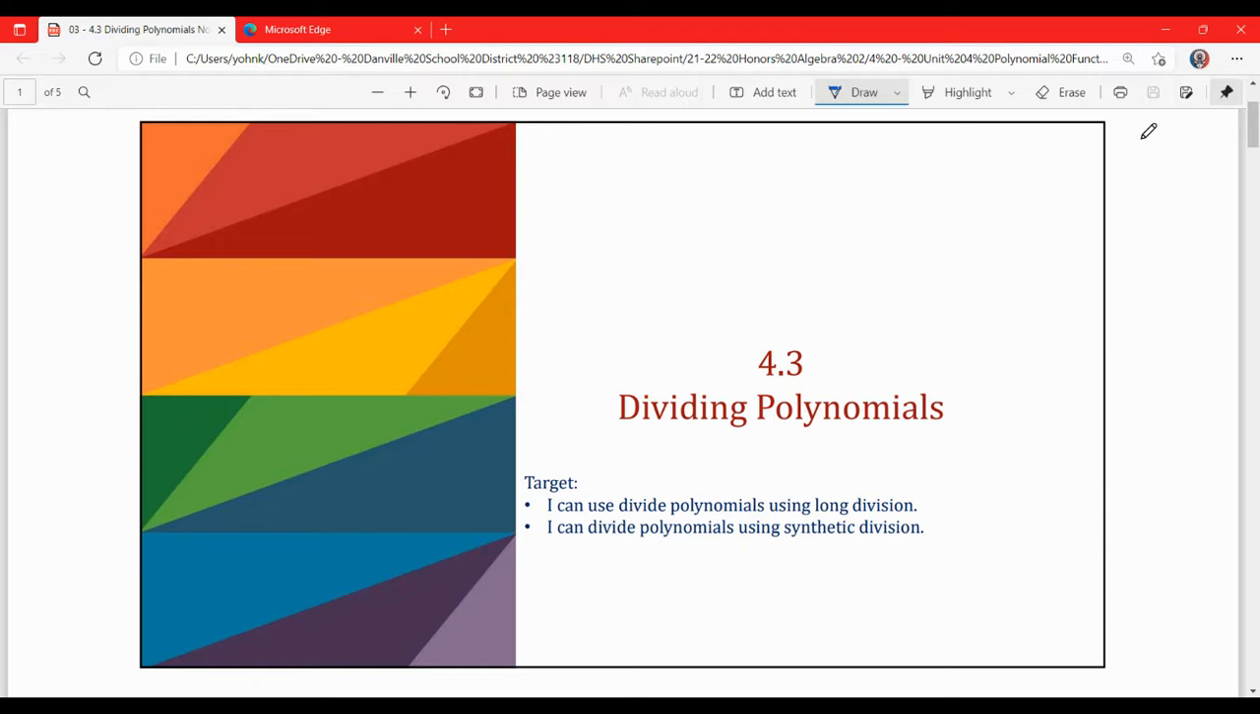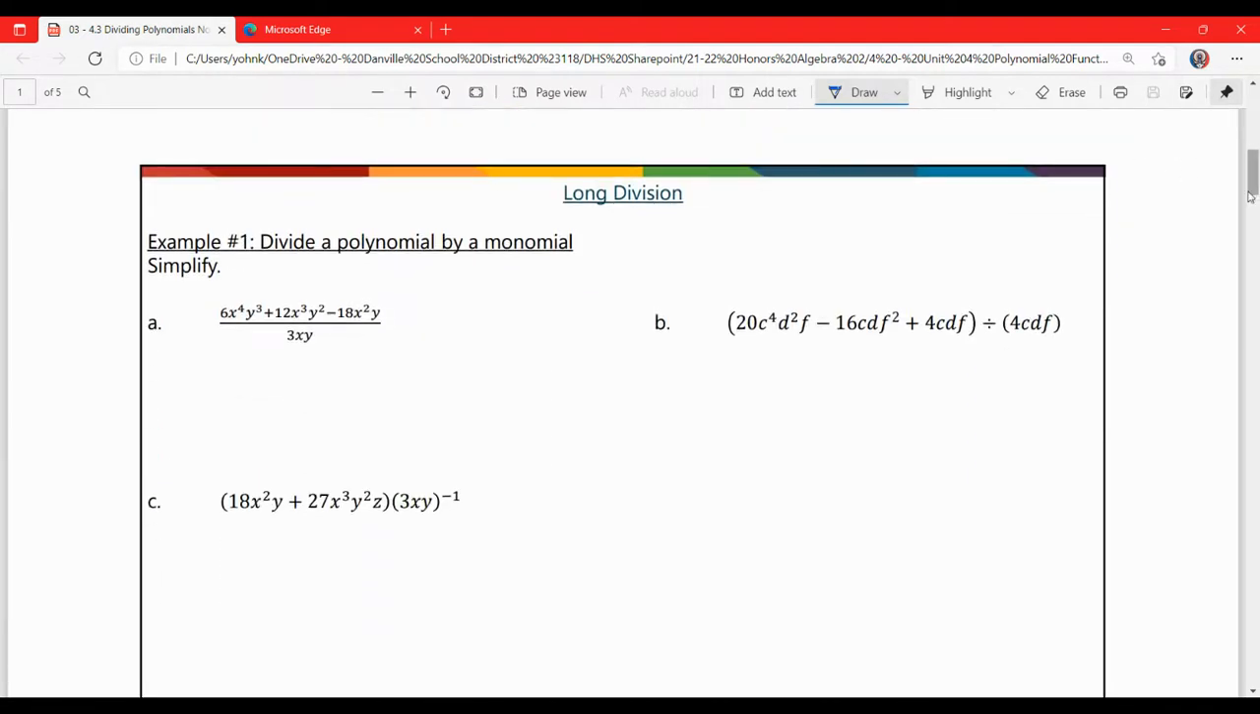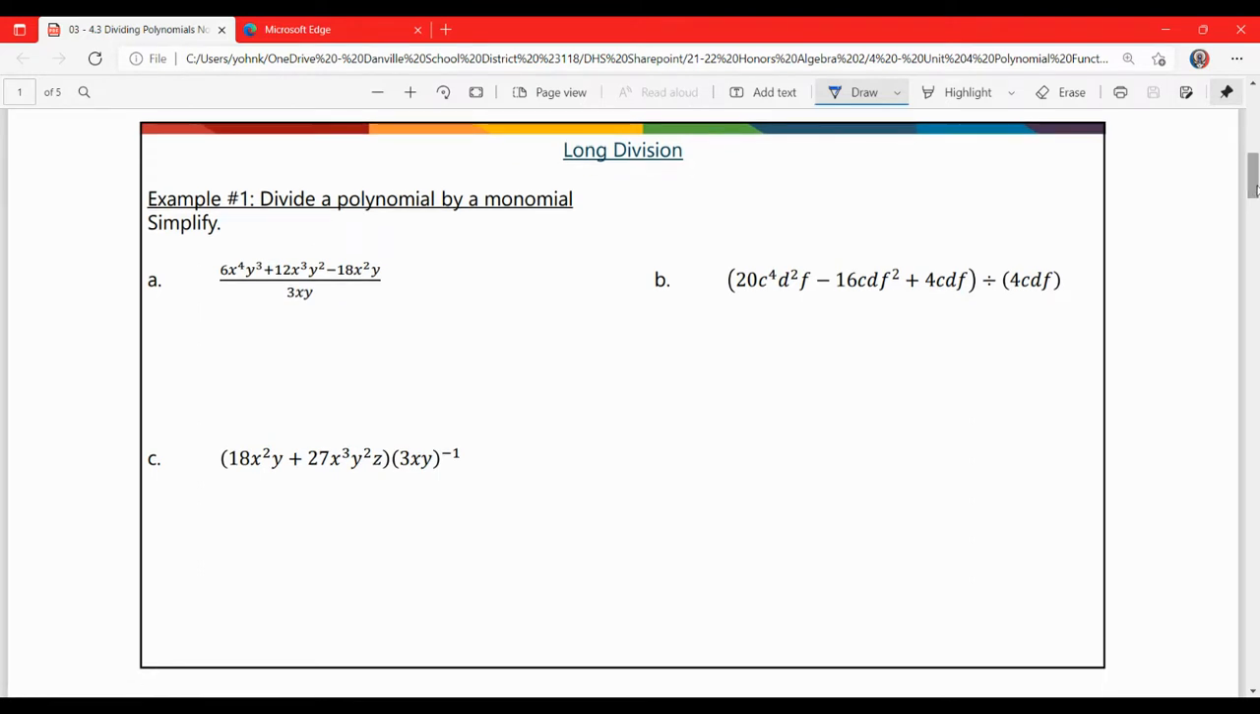Today we're going to learn how to divide polynomials using long division and how to divide polynomials using synthetic division. So first we're going to talk about a polynomial divided by a monomial. You have done something similar to this before.